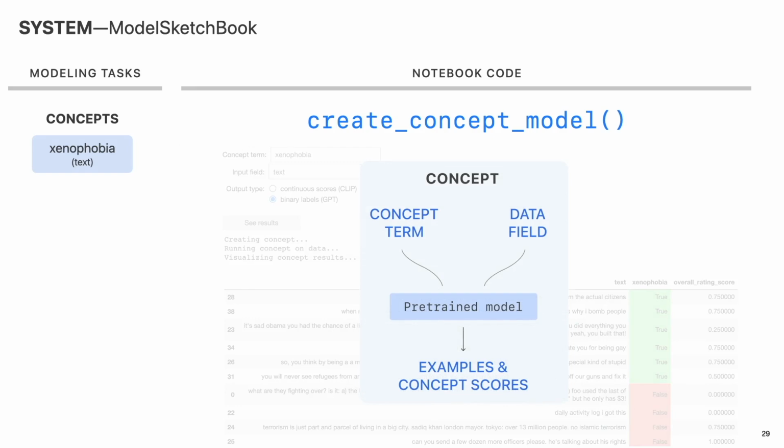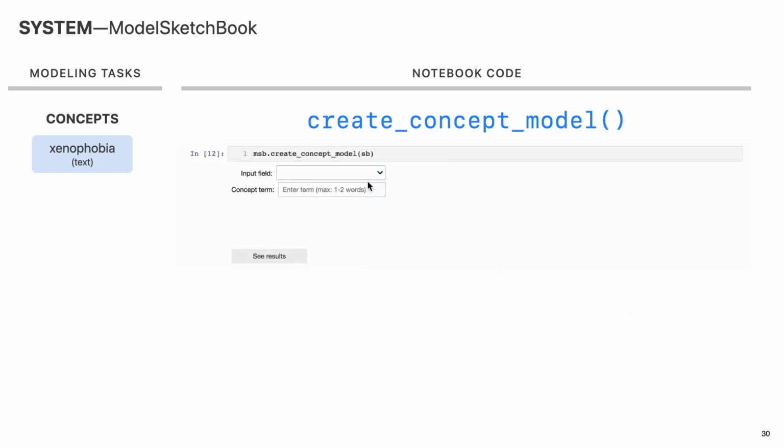This concept model is powered by pre-trained models. Given the concept term and data field, we can use models like GPT and CLIP to surface concept scores for each example with no training time. So maybe I discovered that my first concept worked fairly well for this dataset, but I noticed some problematic content involving policing. I could explore this direction by selecting a column containing images and providing a concept term like police.